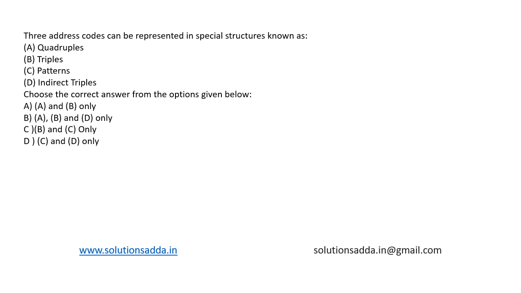This is a question from compiler design. Three address codes can be represented in special structures known as quadruples, triples, patterns, and indirect triples. We are asked to choose which are the correct options from this.